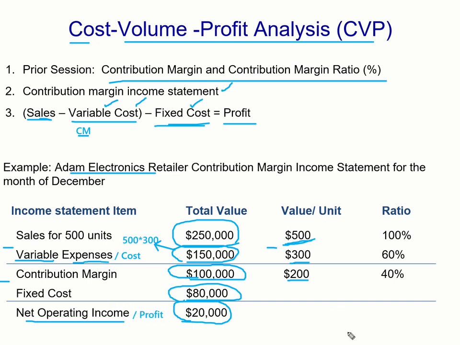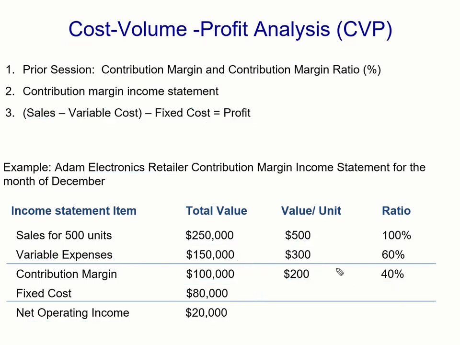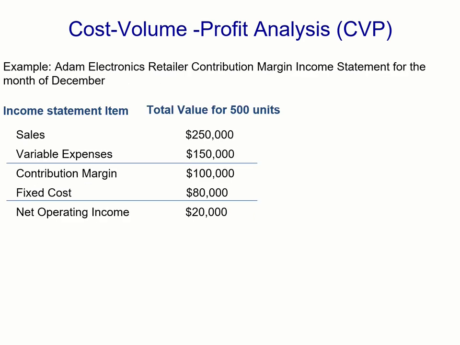The contribution margin percentage is 40%, which is taken 200 divided by 500, which is the contribution margin divided by sales, or you can take the total contribution margin 100,000 divided by 250,000. Now we're going to work a few examples to see what would happen to the profit if we change any of these components. And this is what we mean by cost volume profit analysis.